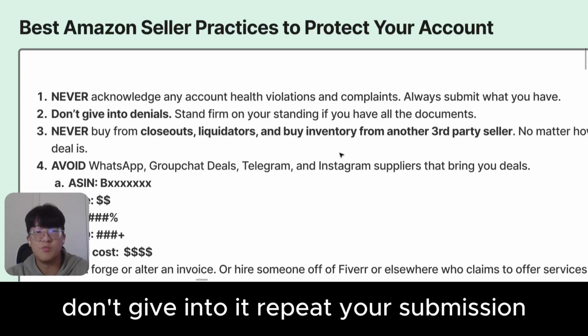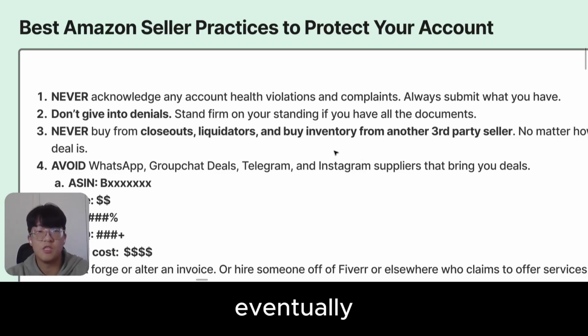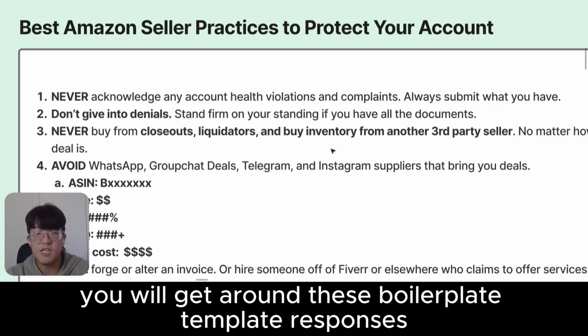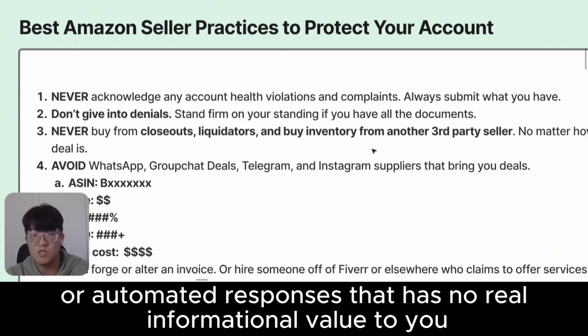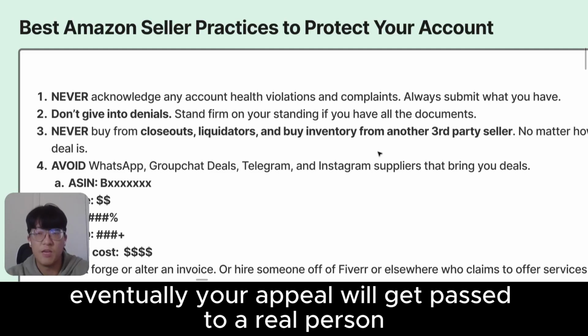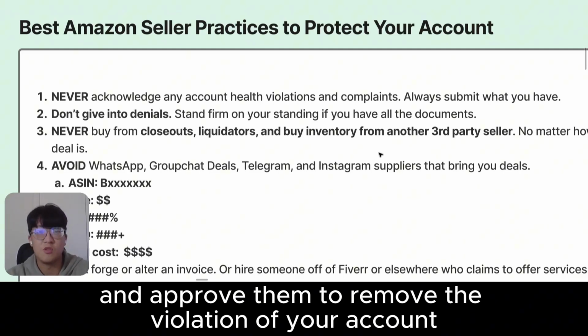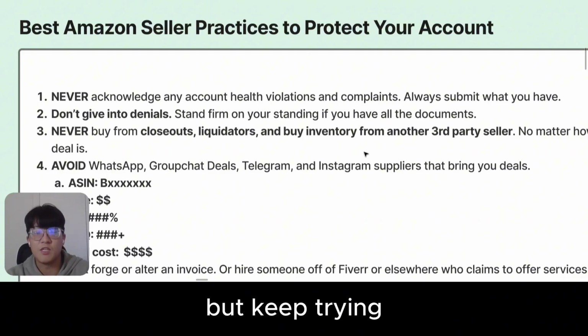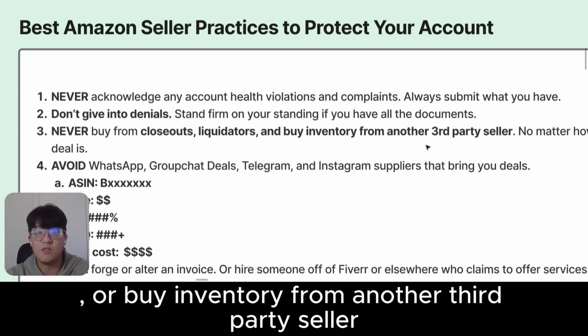Don't give into it. Repeat your submission. Submit once a week. Submit everything that you have. Eventually, you will get around these boilerplate template responses, because these are just AI or automated responses that have no real informational value to you. Eventually, your appeal will get passed to a real person who actually knows what they're doing and will approve you to remove the violation from your account. But keep trying.